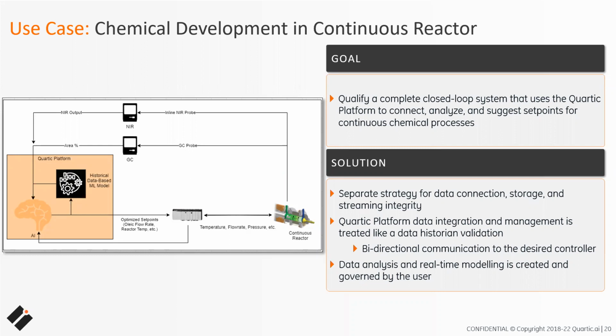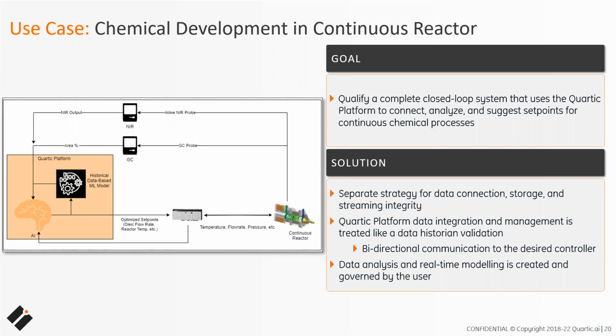And could we use Quartic or the Quartic platform to connect the data, store data in a cloud environment, analyze this data in real time, and then suggest set points for these continuous chemical processes? And this was our solution.